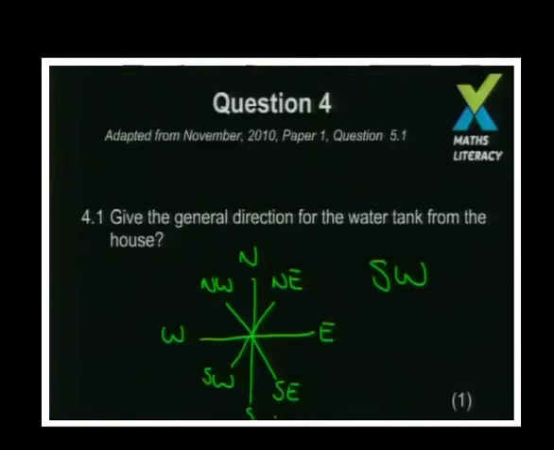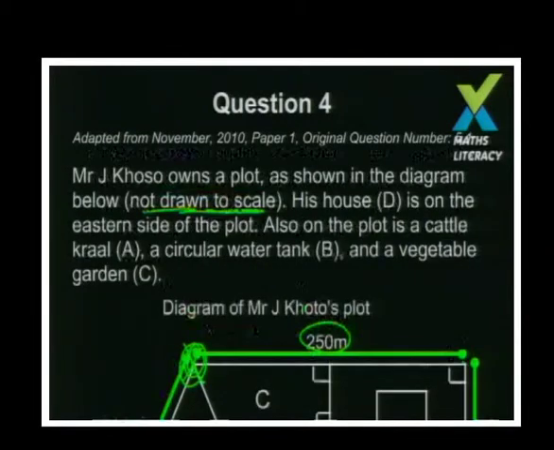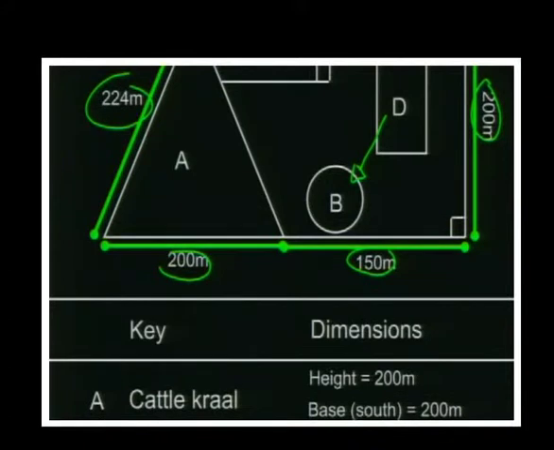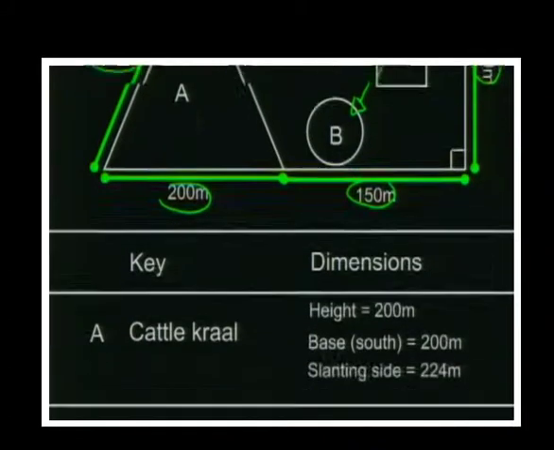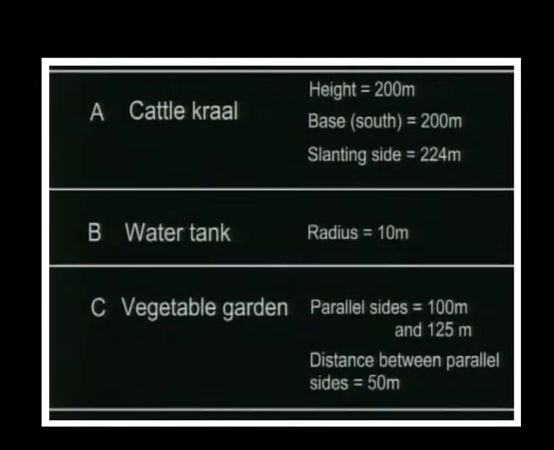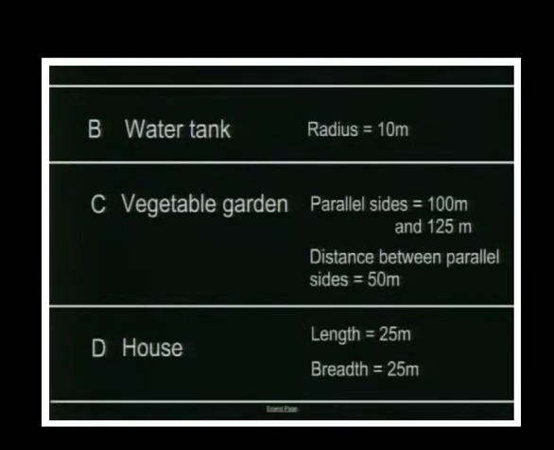So now I'm going to jump back here, because in the initial question, there was a whole lot of information given. We were told information about the cattle kraal, where we were told the height, the base, the slanting side. We were told about the water tank, where the radius is 10 meters. We were told some information about the vegetable garden. And we were told some information about the house.